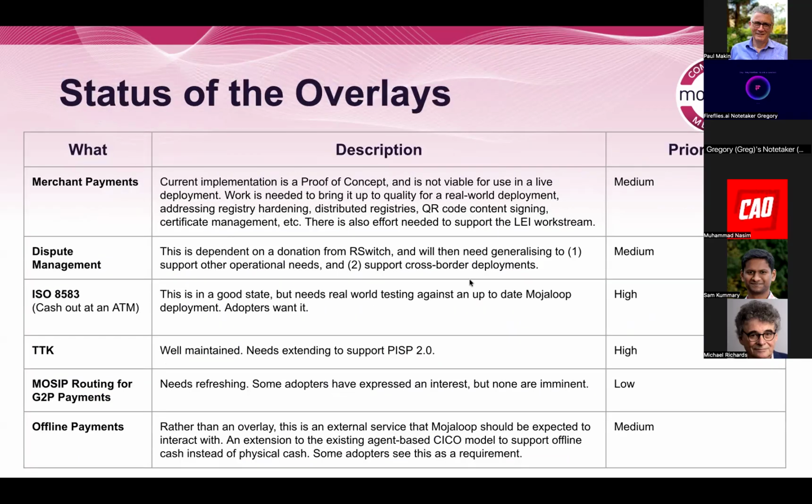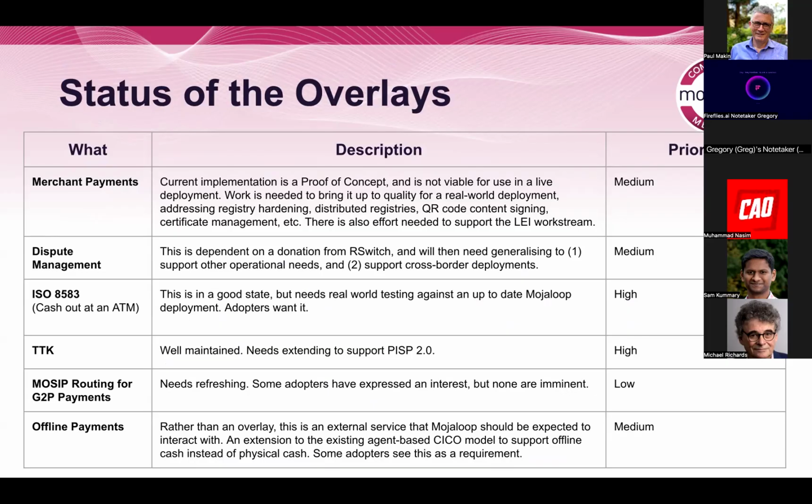I will share this presentation after this, so I don't need to go through all of this now. But I would like to highlight the merchant payments module. We have it working. It works. You can do merchant payments using what we have now. You can download and use it.